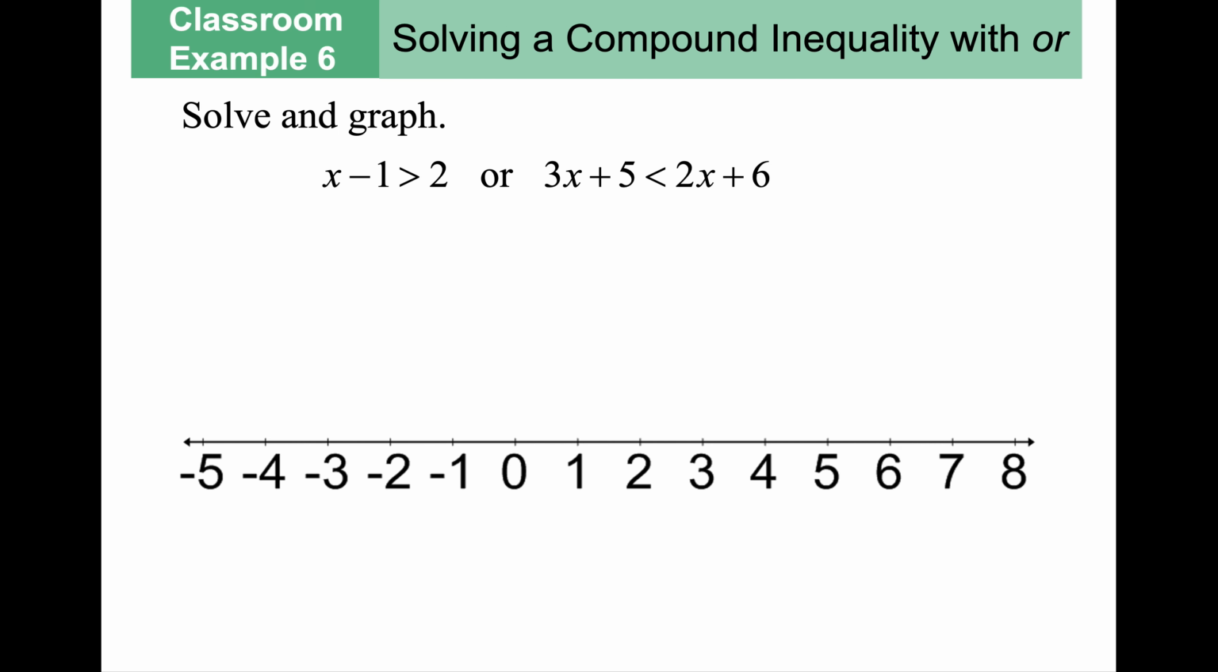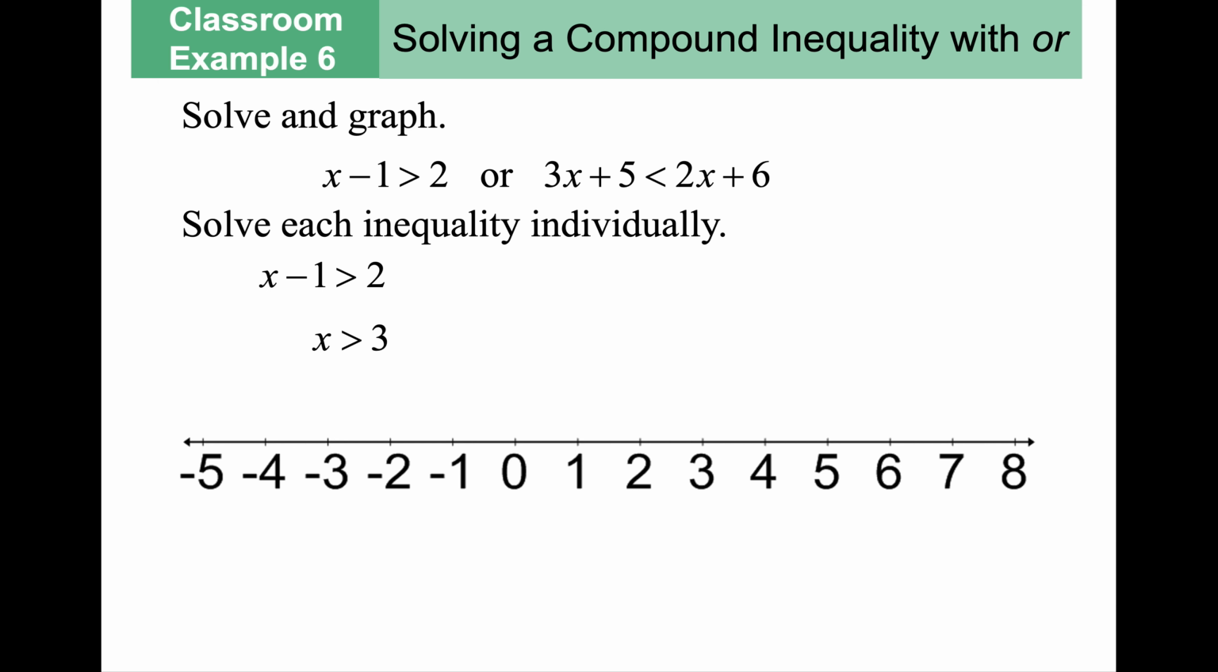So let's look at this example. I'm going to treat them as two separate inequalities first by adding 1 to both sides on the left. Then I'm going to subtract 5 from both sides on the right. Or I'm sorry, I'm going to bring the 2x over. So I'm going to subtract 2x first from both sides. Then I'm going to worry about moving that 5 over by subtracting 5 from both sides.